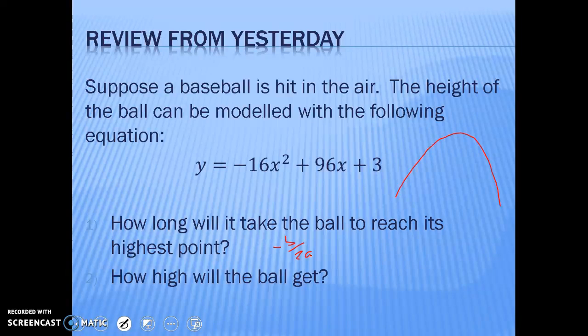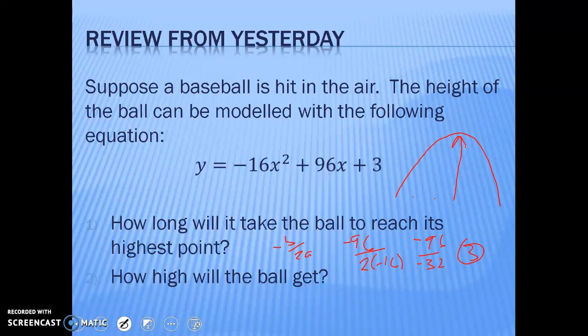In this particular case, we're going to have negative b, which is negative 96, divided by 2 times negative 16. That's negative 96 divided by negative 32, which is positive 3. So that means we would wait 1, 2, 3 seconds before the ball would actually get to its highest point.